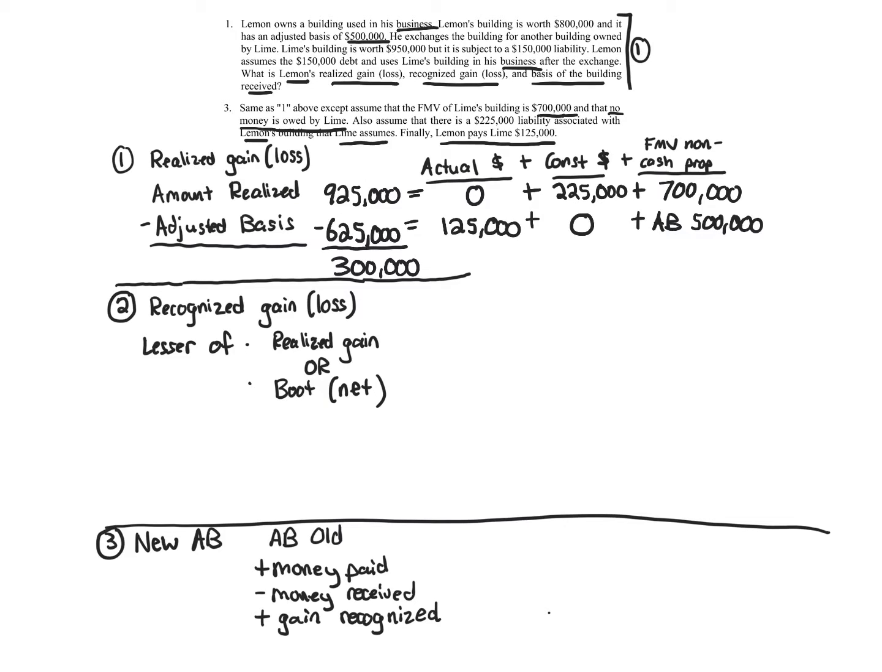However, if we look at our diagram, our realized gain or loss chart, whatever you want to call it, table, guess what? Lemon's got some boot received. Anytime you got boot received, you got to turn on the boot issue. Special rule for boot: the lesser of realized gain or the amount of boot, but it's net boot. The next question you always ask when you have boot received is, hey, is there any boot paid? Yes. $125,000 of actual cash.